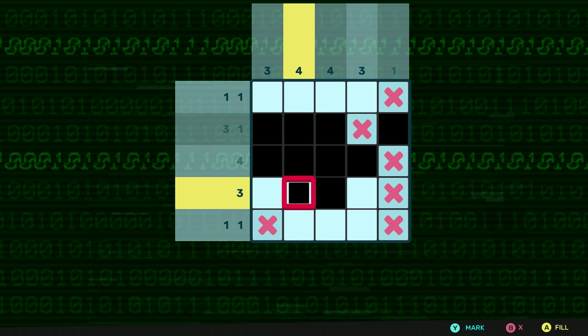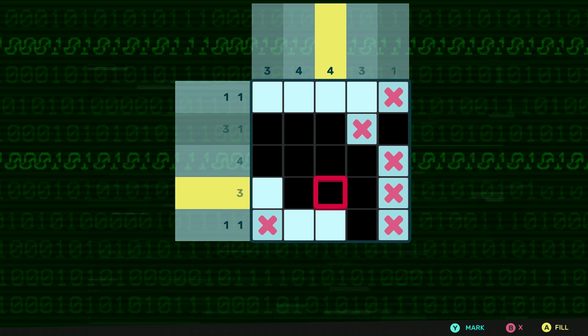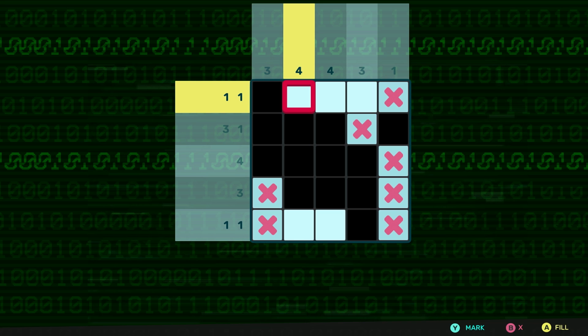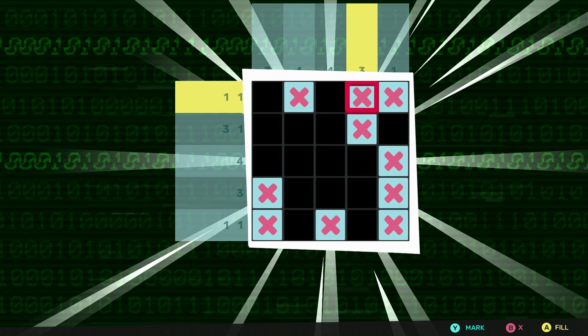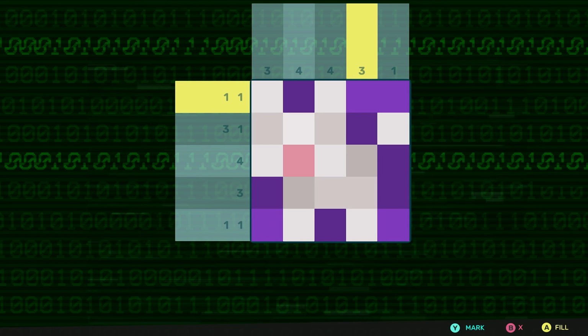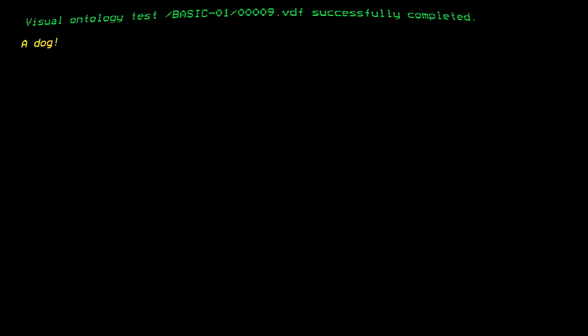So, we know that this is a thing, we know this is a thing, that's out, this is in, that's out, this is in, and out. It's a kitty! Oh, it's a dog. A dog, how cute! Let's try the others.